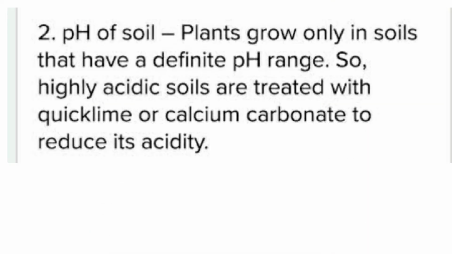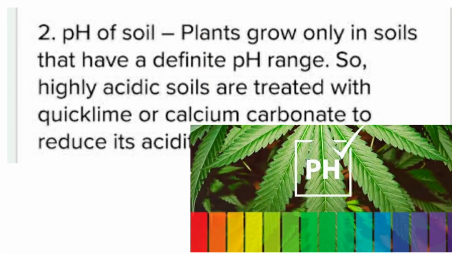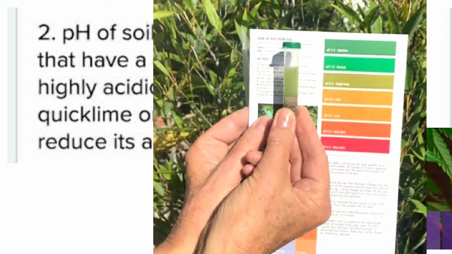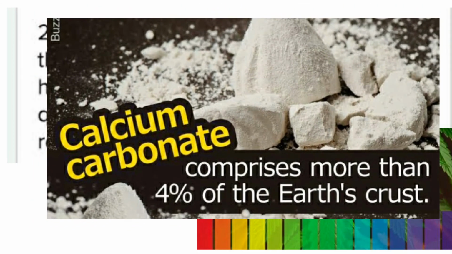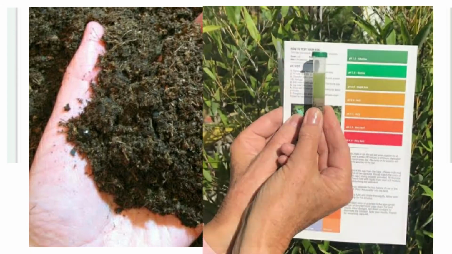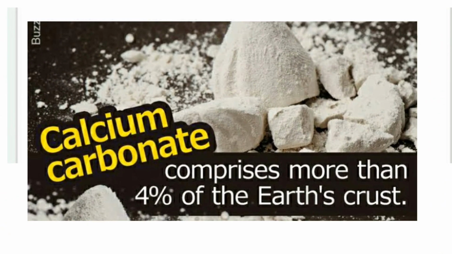Then how is the pH in case of soil? Plants grow only in soils that have a definite pH range. So highly acidic soils are treated with quicklime or calcium carbonate to reduce its acidity.